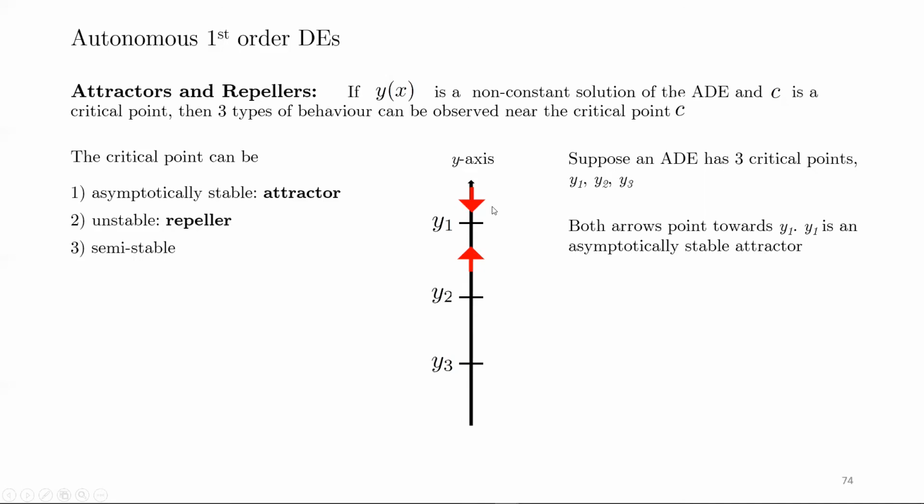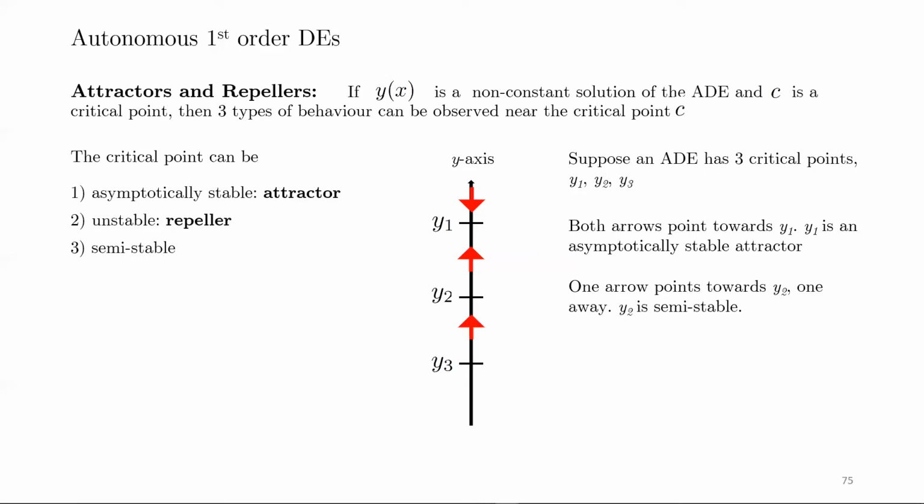The reason I call it that is because if I move away from y1, if I start above y1, then it sucks me back into y1. If I start slightly below y1, then it sucks me back into y1. So every point that is nearby that critical point is moving towards y1. It's being attracted to that point y1. So if both arrows point towards a critical point, we call that critical point an asymptotically stable attractor.